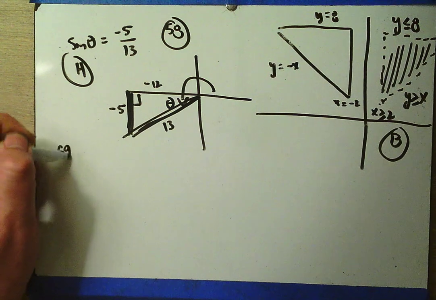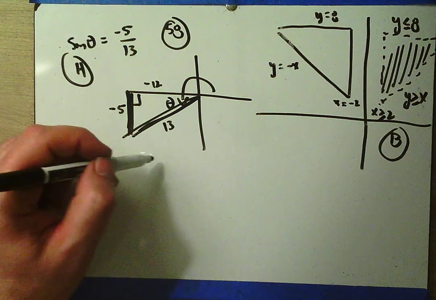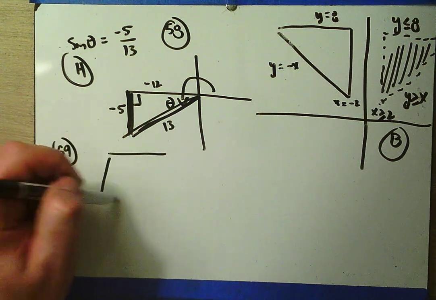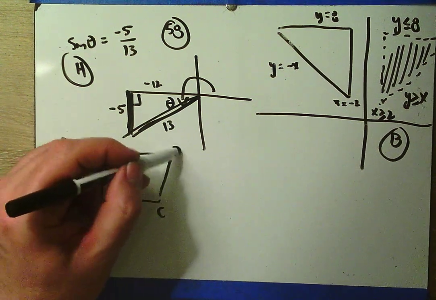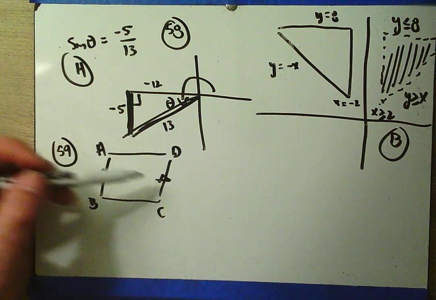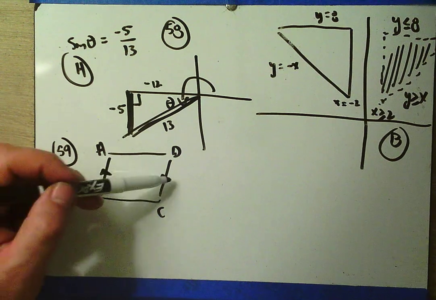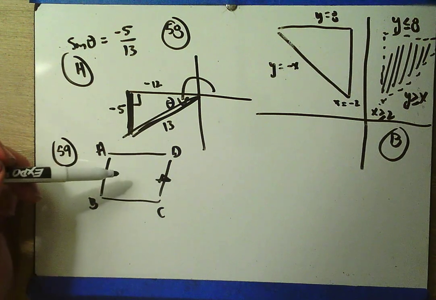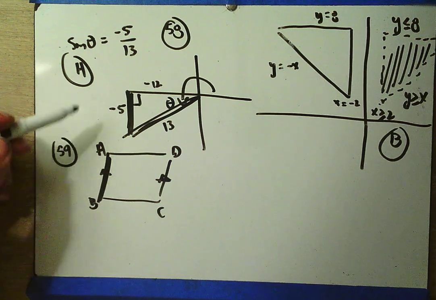59. We're told here that we have a parallelogram ABCD. So let me draw a parallelogram A, B, C, D. Notice these sides, if this is a parallelogram, would be parallel. And what do we know about the slopes of parallel lines? The slopes of parallel lines are the same. So I propose to find the slope of AB.